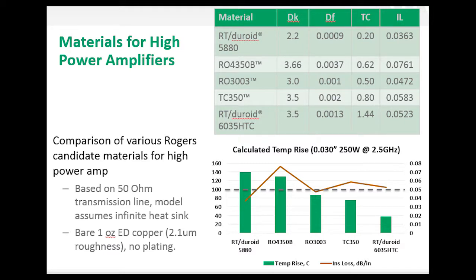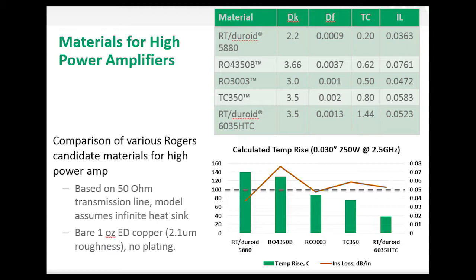Historically, many have used RT-Duroid 5880 for aerospace and defense applications. Commercially, products like the RO4350B, RO3003, TC350 have been used. In the last couple of years, Rogers introduced a product, RT-Duroid 6035 HTC, mainly for military applications, but it is starting to find use in commercial markets. The purpose of this table is to show how we can compare dielectric constant and loss tangent, and how the insertion loss versus thermal conductivity, we can look at then the graph that compares how temperature increases for the various materials and how the insertion loss compares.